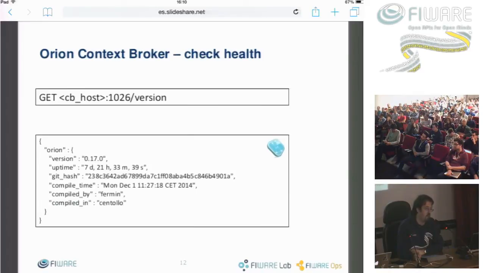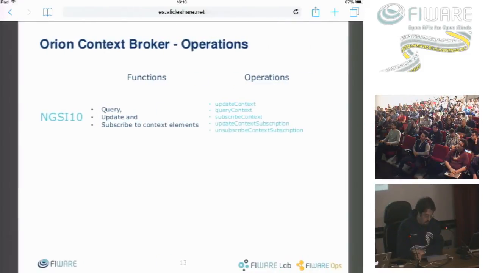It will report some information about the context broker itself, like the version, the uptime, or the time in which it was compiled. The bottom line is that you get that payload and you know the context broker is working okay, and it could do the actual context management operations. Which ones? Which are the context management operations? The ones that are described in the slide.